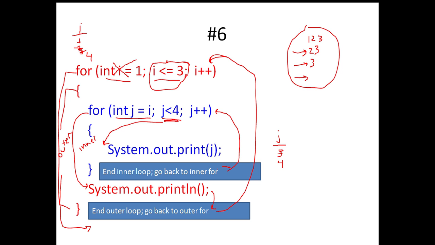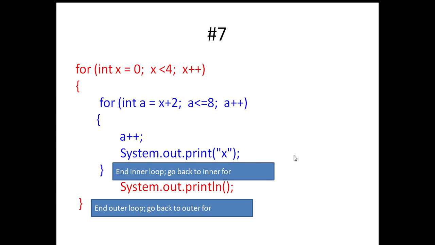Okay, so let's go to number 7 really quickly, because this is the same kind of idea. So x is 0, and x is less than 4, and so we go into the loop, and now we're on the inner loop. The inner loop says a is assigned whatever x is, which is 0, plus 2. So a starts at 2.